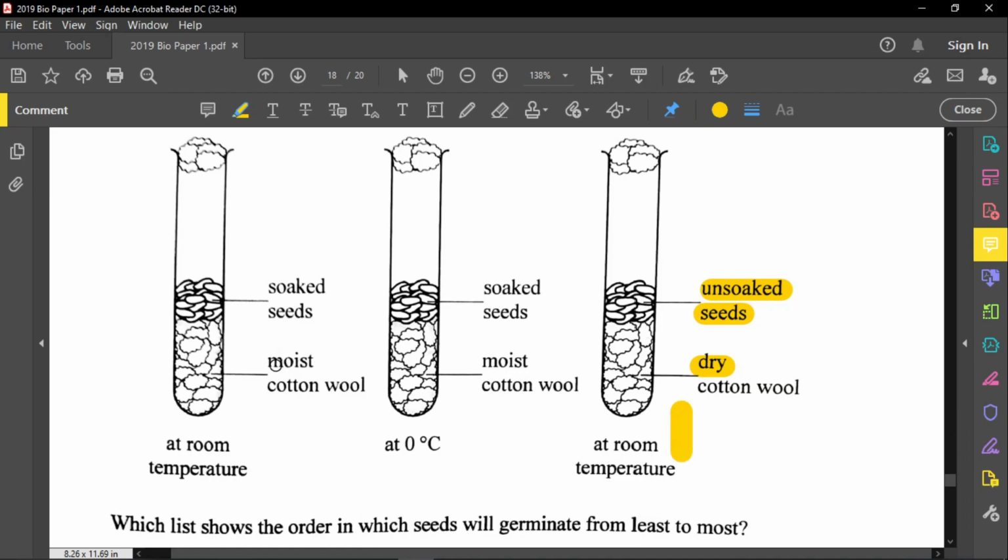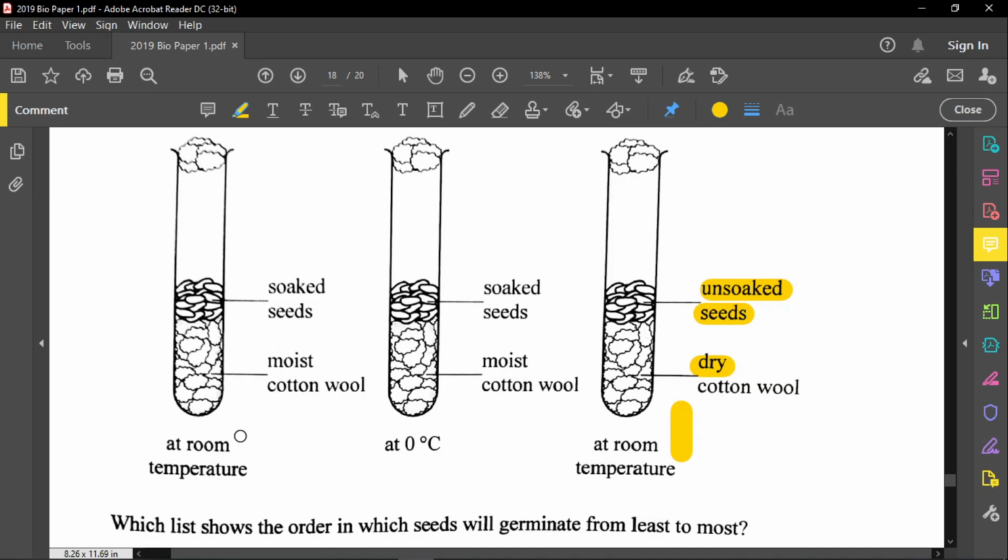And let's look between these two. They're the same exact setup: soaked seeds, moist cotton hull. What's different is the temperature. Now we have room temperature and we have 0 degrees Celsius. I'm going to point out that most enzymes are inactive at 0 degrees Celsius, right? And so room temperature will provide a more suitable temperature for germination to take place. Now I want to make it clear that some seeds, however, will germinate in colder temperatures, typically not 0 degrees Celsius, because that is freezing.